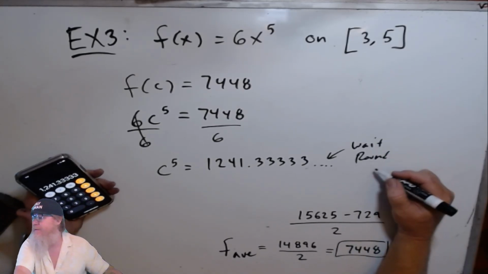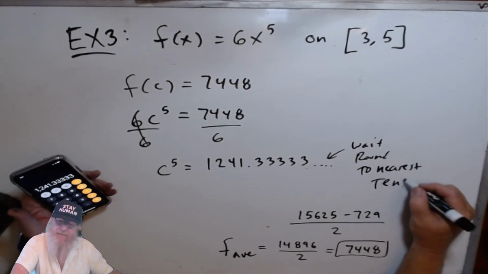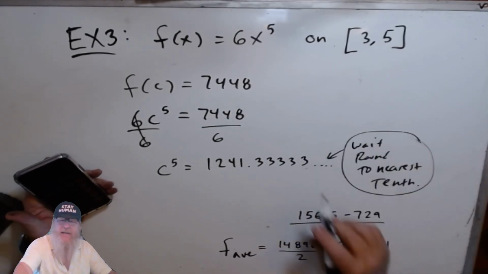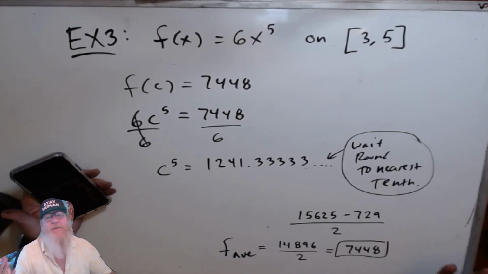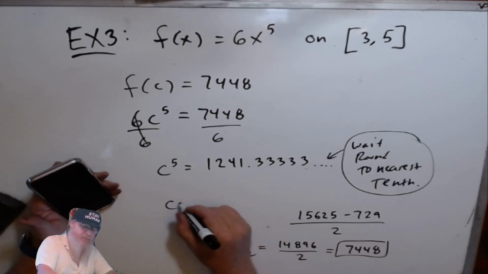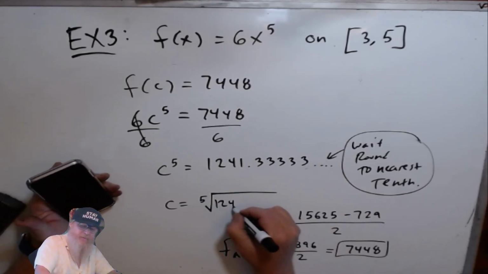Round to the nearest tenth unless otherwise specified. This is kind of our standard. I think when we get to the money problems, we'll either round to the nearest penny, nearest cent, or we'll round to the nearest dollar, depending on the problem. So c will be the 5th root of this number.